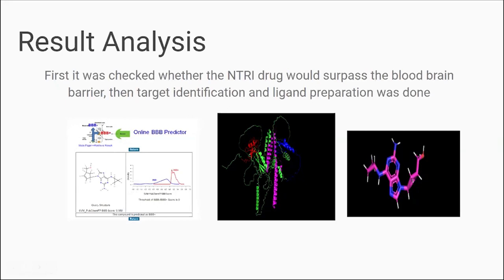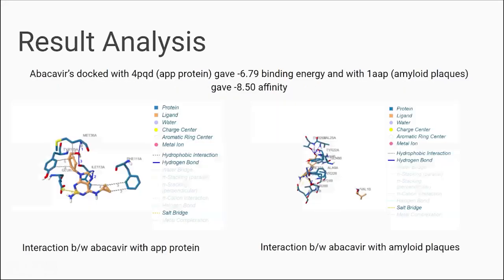Then from AutoDock 4.0, we discovered that abacavir docked with 4-PQT. 4-PQT is the particular residue portion of the APP protein, and gave us minus 7.9 binding energy. And on the side, we also docked the amyloid plaques. These are the things that actually accumulate and further lead to confusion in the brain, and its affinity was also very nice.